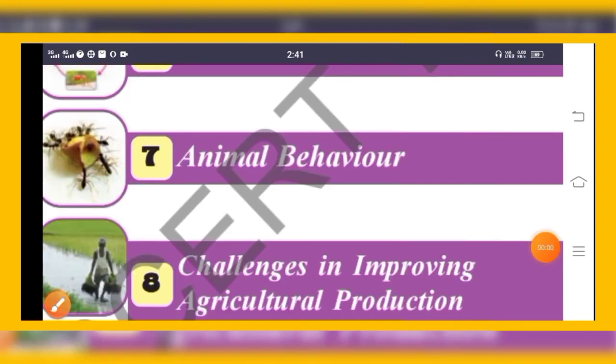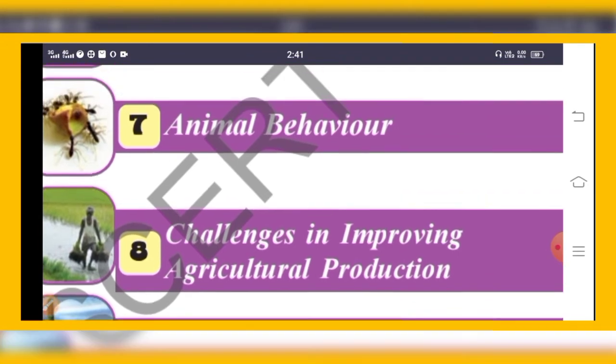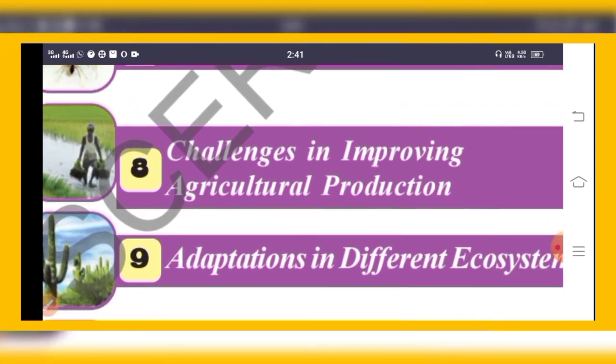Seventh, animal behavior. We will study 4 types of behaviors in this chapter: instinct, imprinting, conditioning, and imitation. Now let us go to the challenges in improving agricultural production.